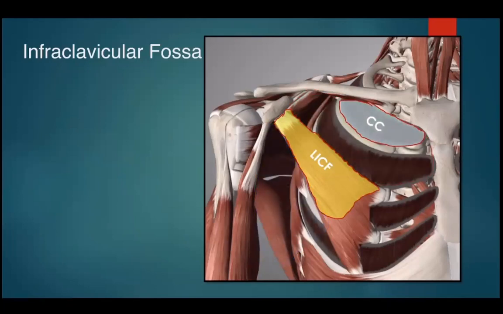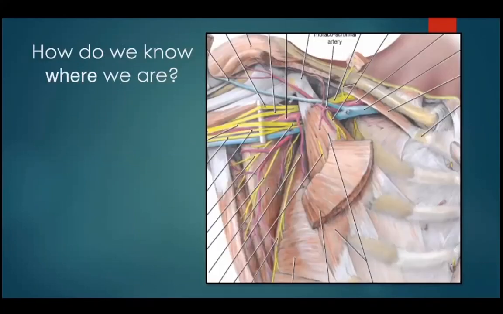So for the purpose of providing infraclavicular brachial plexus block, the most relevant are the costoclavicular space and the lateral infraclavicular fossa. So how do we know where we are? As all the areas contain the nerves, the artery and the veins.